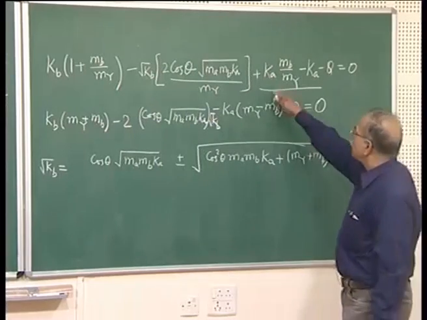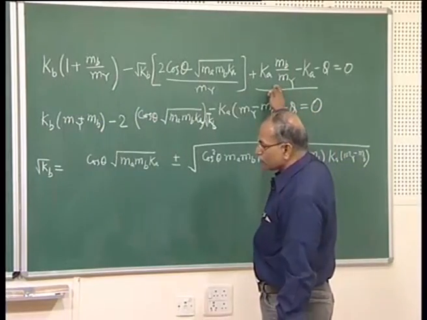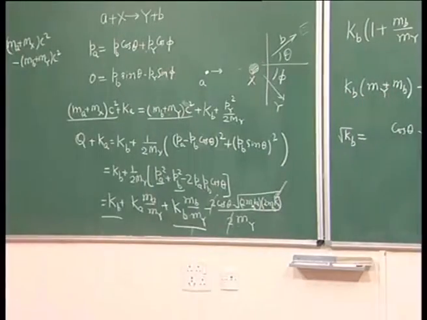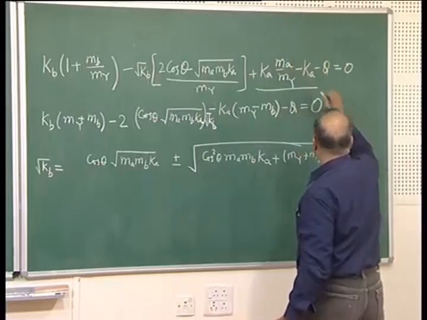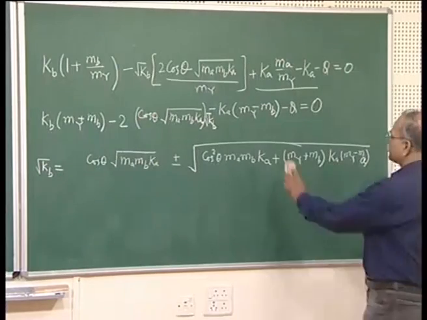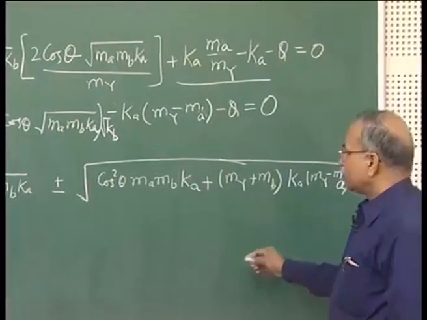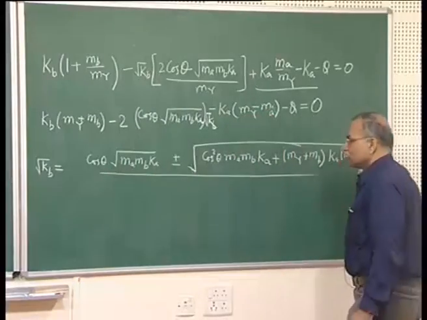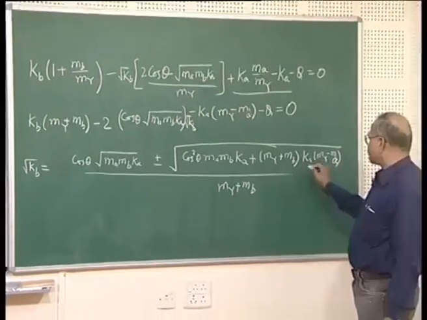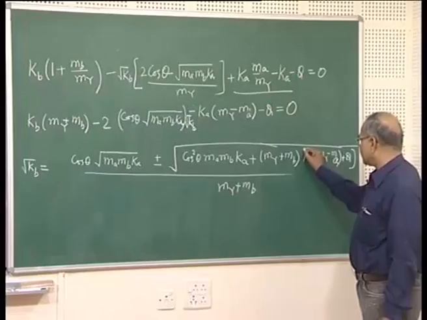Ka, why is ka mb by my? Ka, from where am I getting this term? I am getting this term from this one. So, it is Ma. With Ka it should be Ma. Okay. So, all these things and then this whole thing divided by my plus mb, right, plus Q. Check all the algebra.